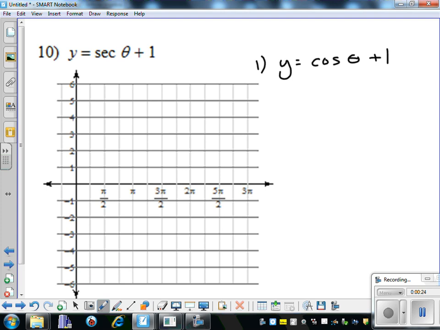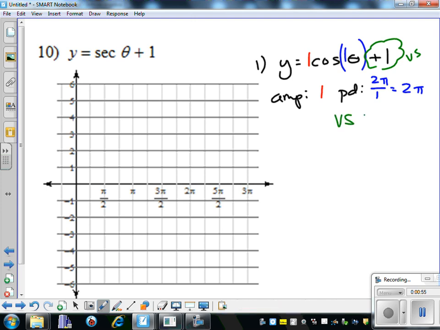Now, looking at our amplitude, remember, is that number in front of cosine, which is 1. Going next to our period, which we're going to take the number in front of our theta here. Remember, we divide 2 pi by that number, which is 1 here, which just gives us 2 pi. Now, if we had parentheses, the parentheses would be around that 2 pi, and that plus 1 is out on the outside. So that's going to be our vertical shift.